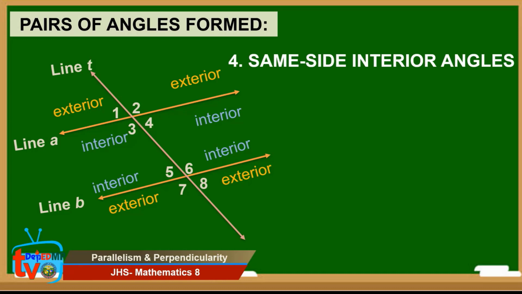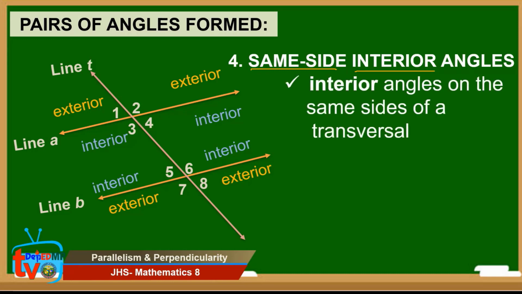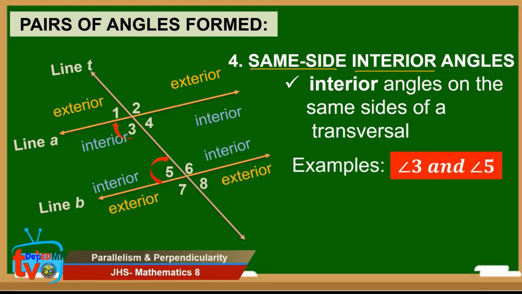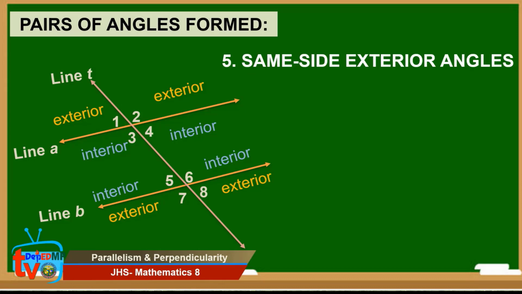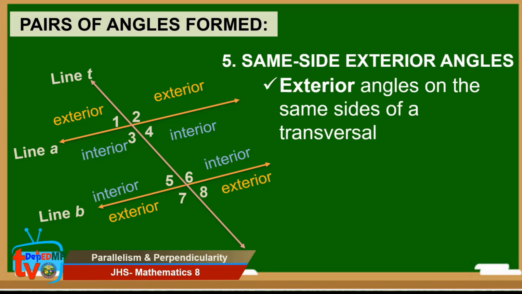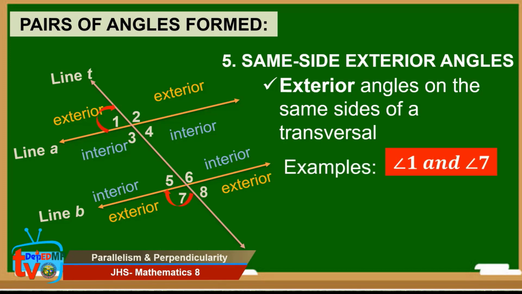Number 4. Same side interior angles. We can easily identify them from the words used. Same side and interior. This is a pair of interior angles on the same side of a transversal. Examples: angle 3 and angle 5, angle 4 and angle 6. Number 5. Same side exterior angles. This is a pair of two exterior angles which are located on the same side of the transversal. Examples are angle 1 and angle 7, angle 2 and angle 8.